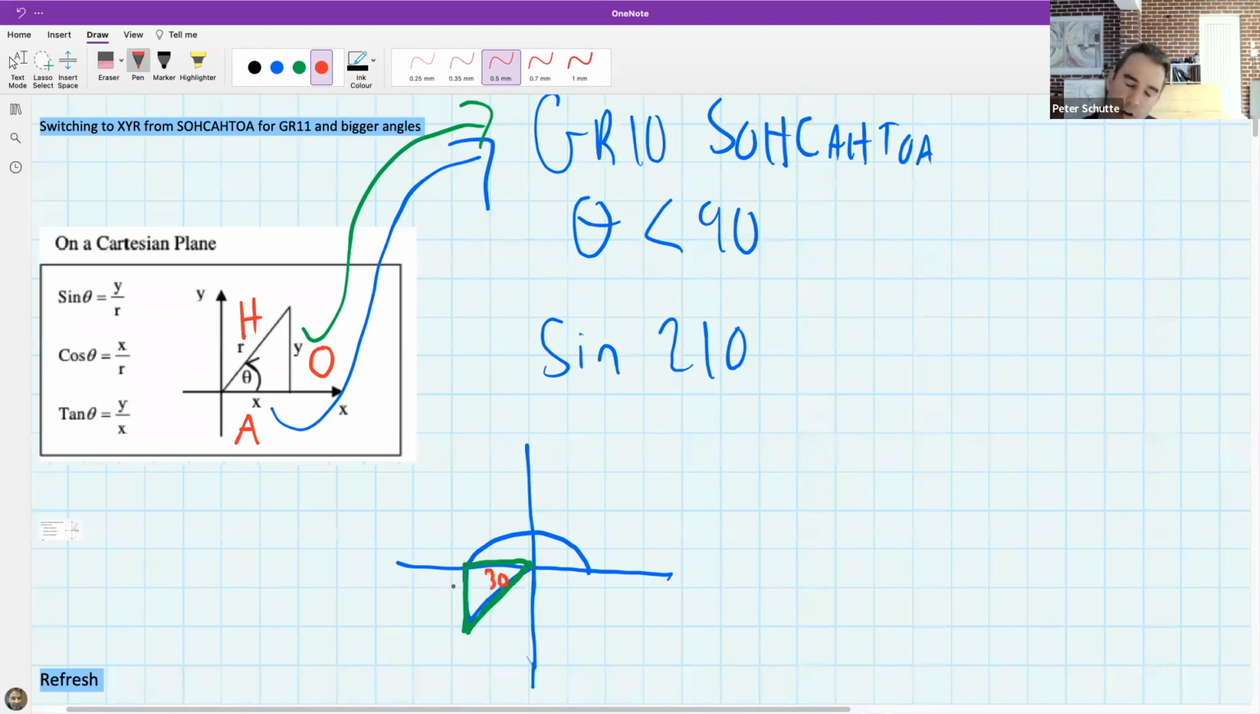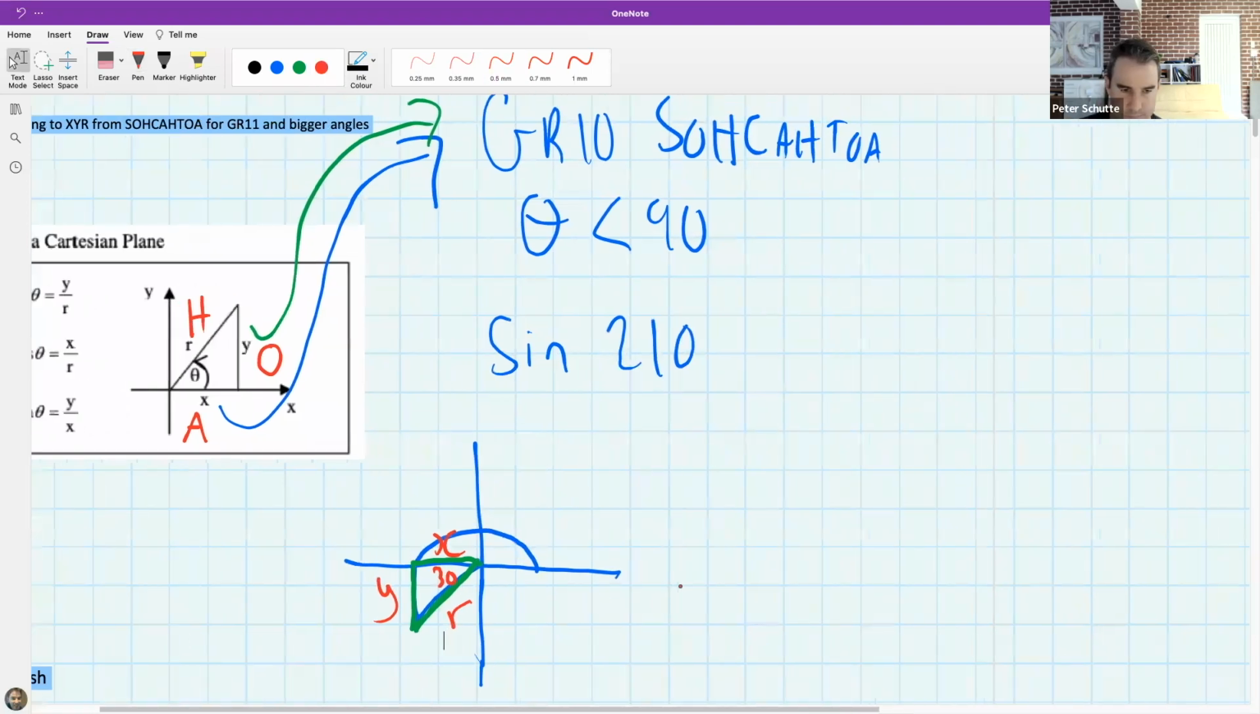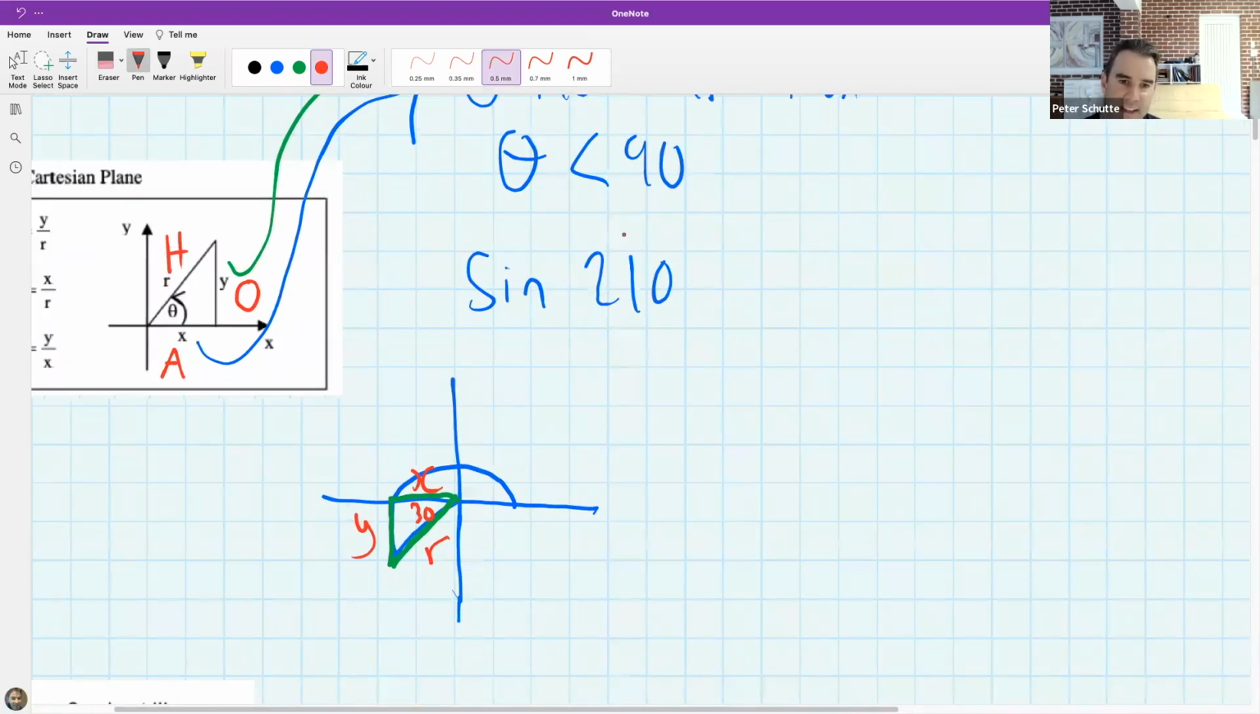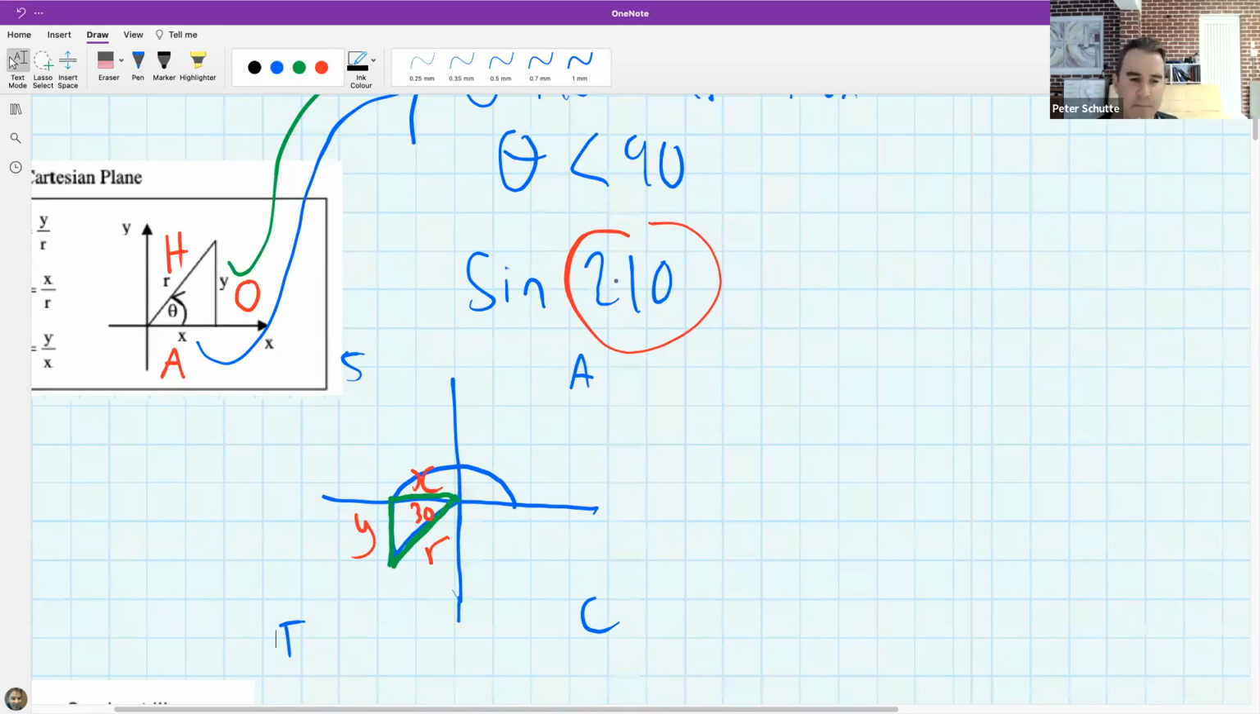If I look at this triangle, the y would be here, the x would be here, and the r would be here. This is why the sine of 210 and the sine of 30 are very connected, because in this definition where we use the CAST diagram, the 30 is the angle that's being used. Can you give me a thumbs up if you understand the connection between the expanded definition of trig with x, y, and r and the sine of 210? Just want to check if you're following.